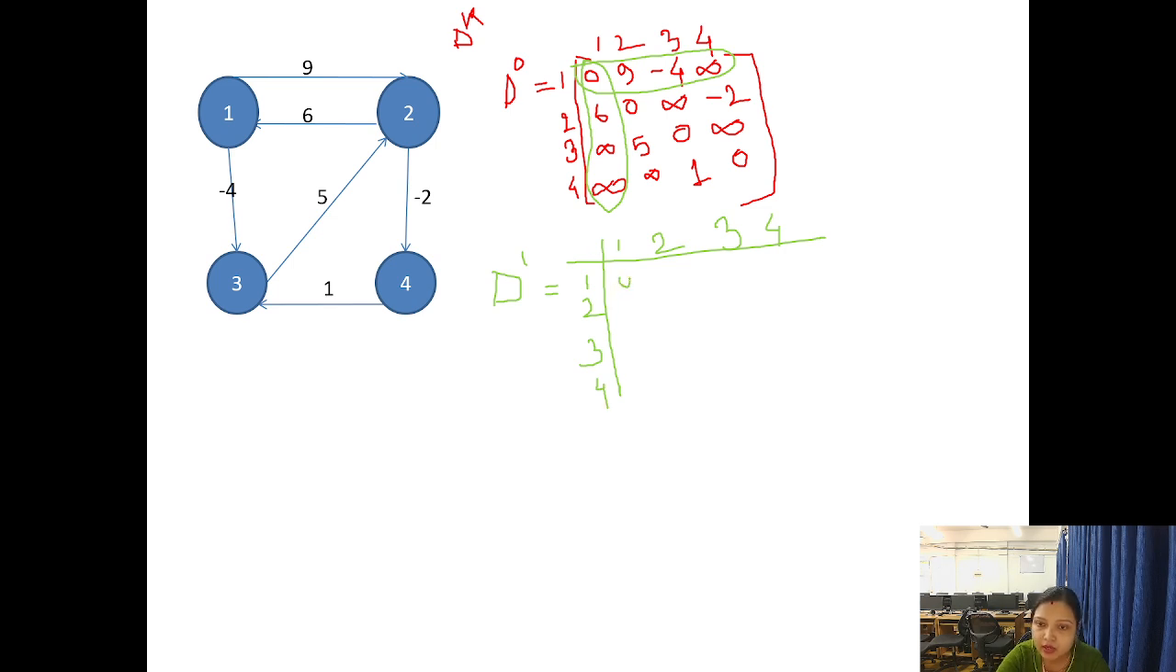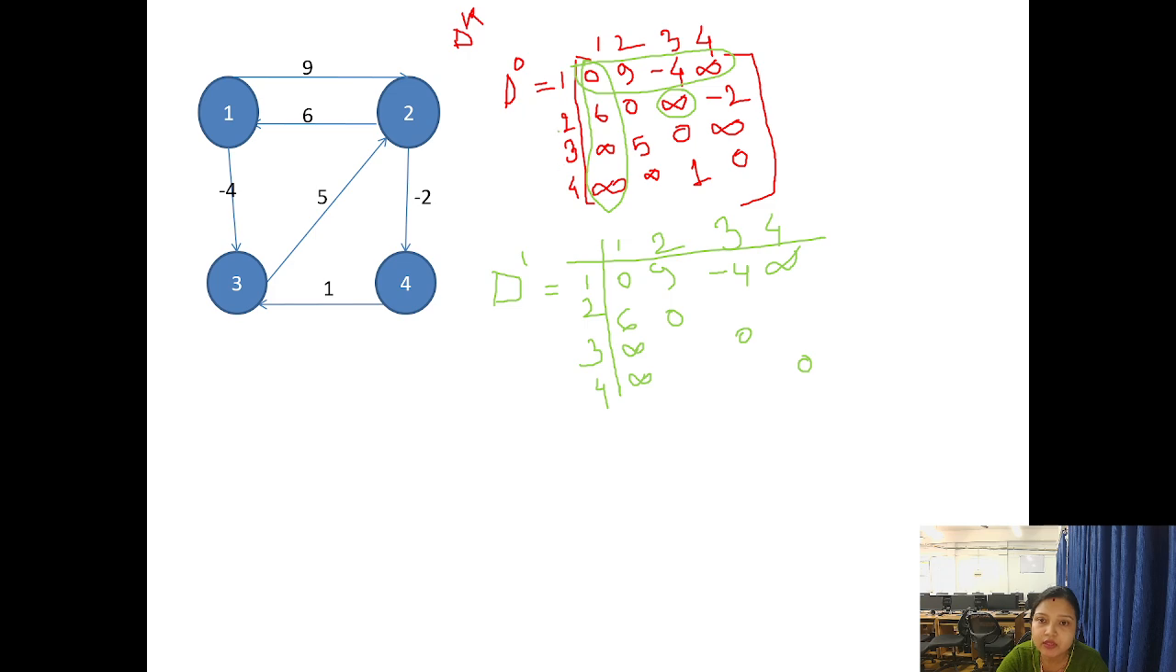Okay, so we will write the first row and first column as it is, and we will write the diagonals as 0. Now we will find out this one, 2 to 3. Now see, the distance from 2 to 3 is infinity because there was no direct path, right?